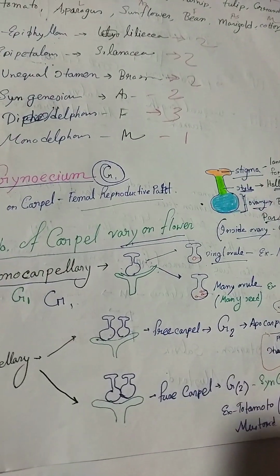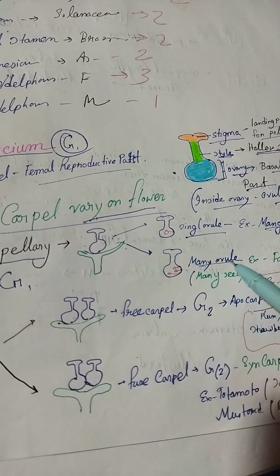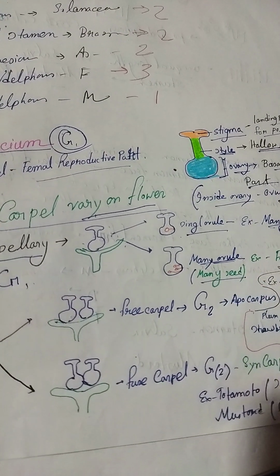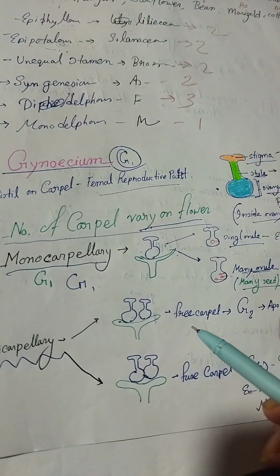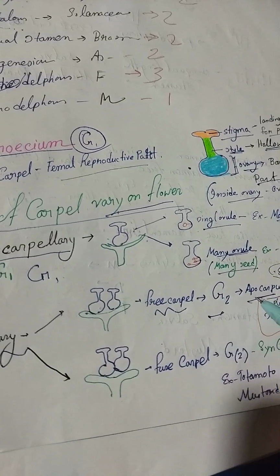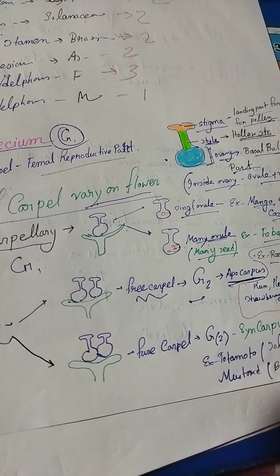If single ovule, the examples are mango, wheat, coconut. If many ovules, that means many seeds, as in the case of Fabaceae. Bicarpellary is G2, and this is in apocarpous. Examples are Rose, Lotus, Rosaceae family.